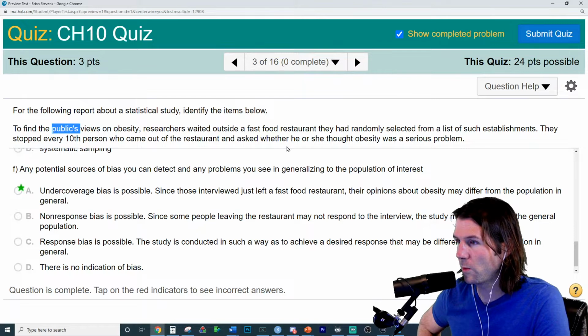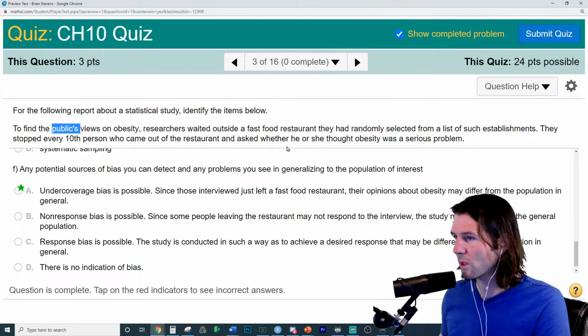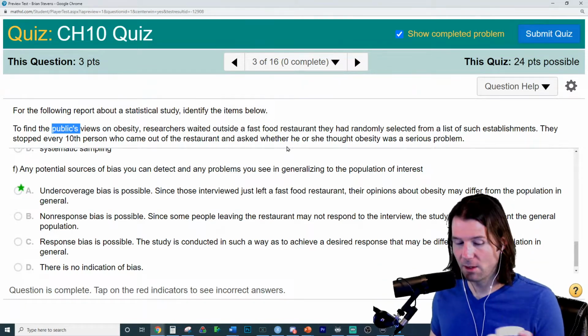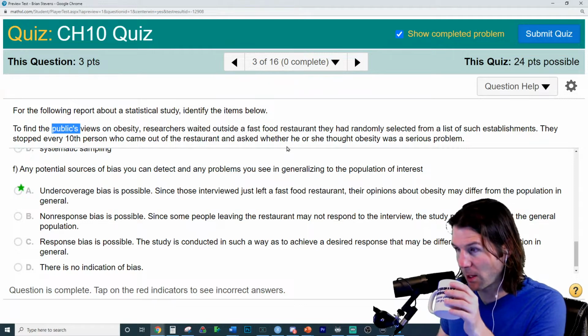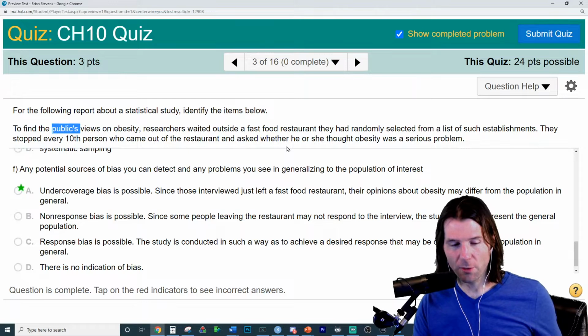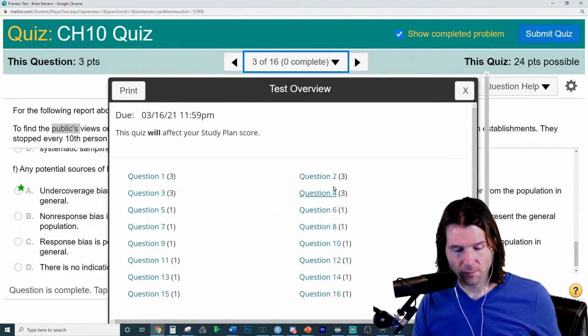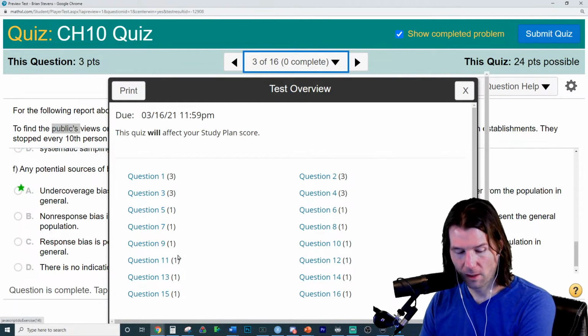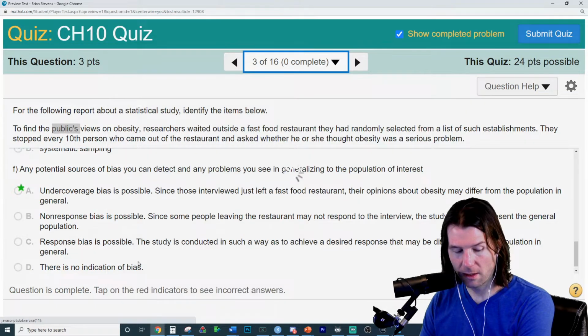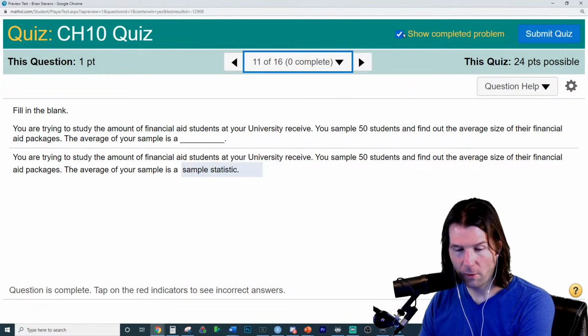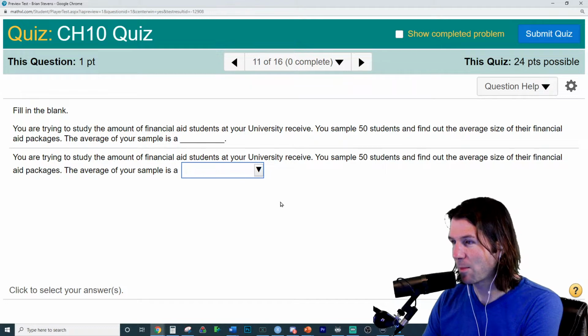Which other ones are people working on? Pretty good question. I like this one decently. They're tricky. I'll make mistakes on these sometimes. Which other ones? That's a good one. I always like doing the sample statistic.